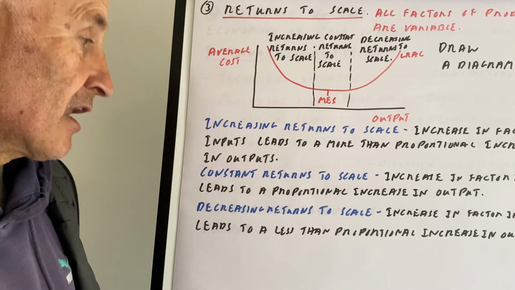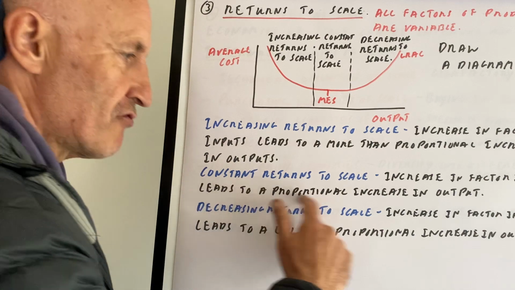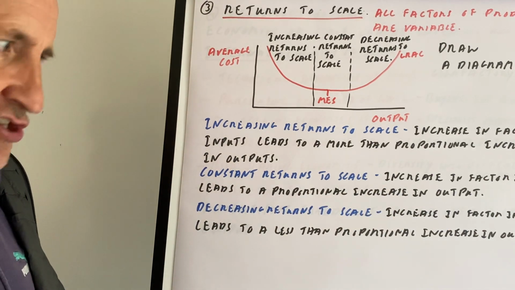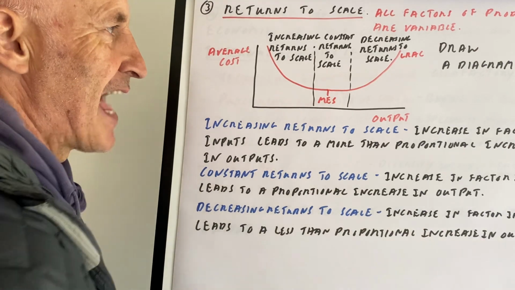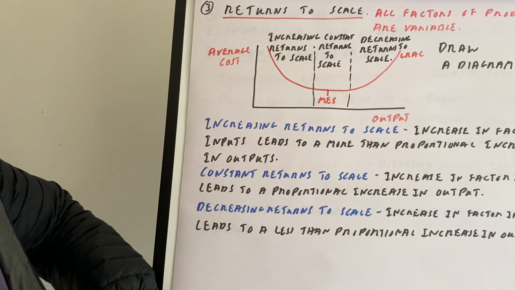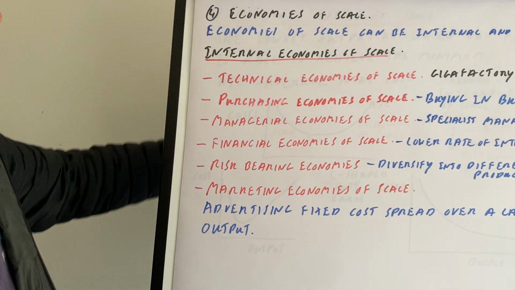Constant returns to scale is where it is proportional. So an increase in inputs is proportional to the increase in output, and decreasing returns to scale is where an increase in factor input leads to a less than proportional increase in output. Okay, so those are the definitions of those. These are clearly linked to economies of scale, which we do a bit later on in the course.